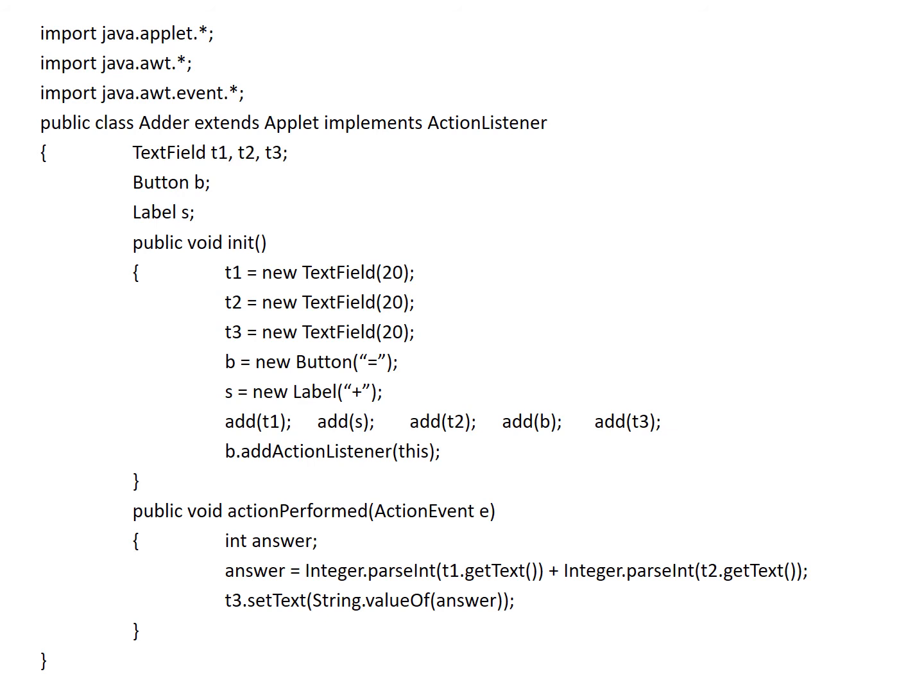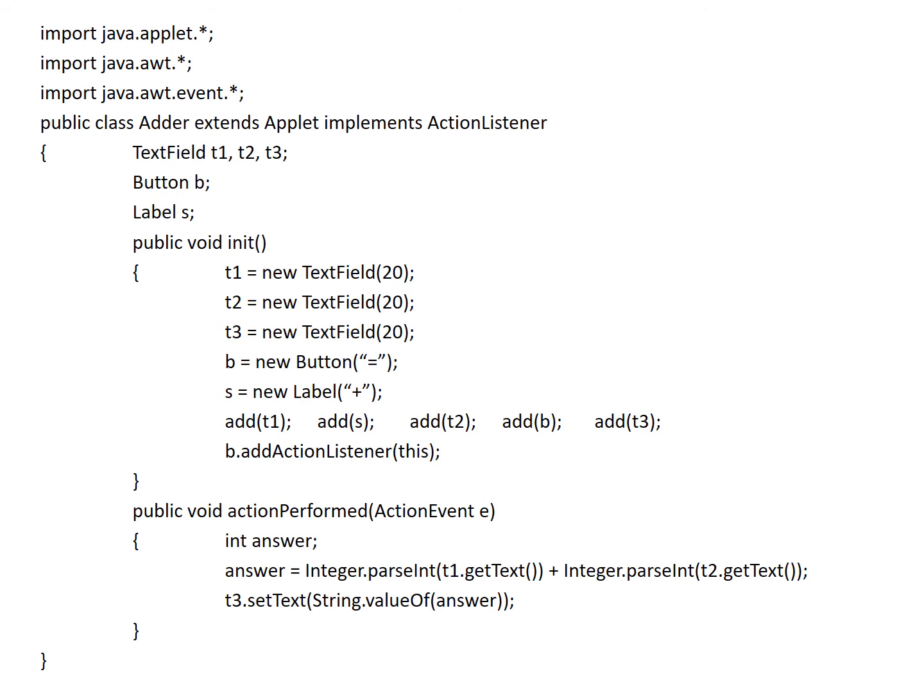In the actionPerformed method, we write the statement answer equal to Integer.parseInt(t1.getText()) plus Integer.parseInt(t2.getText()). That is, we are retrieving the number entered in the first text field and we convert that value into integer. Then we retrieve the value entered in the second text field and we convert that one into integer. We calculate the addition of these two and we assign the result to the variable answer.